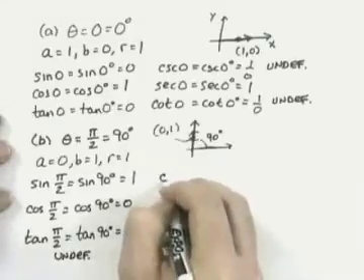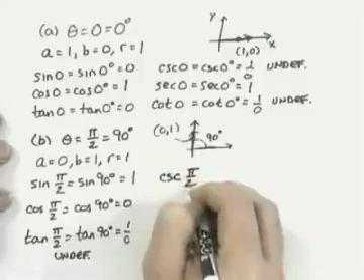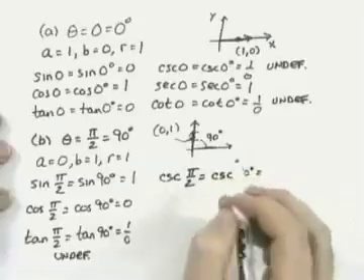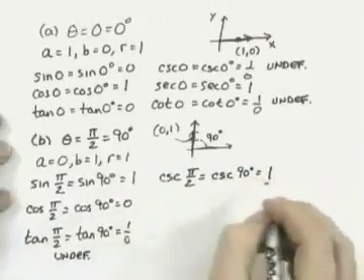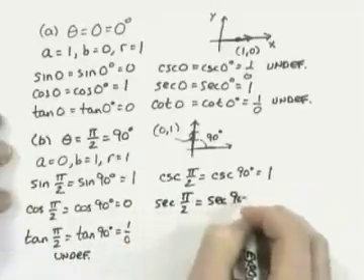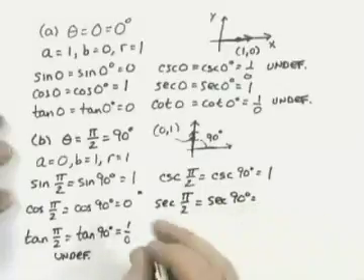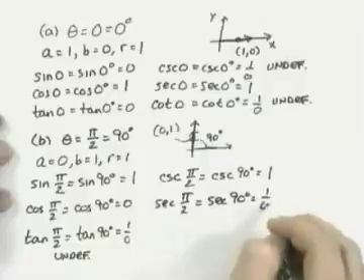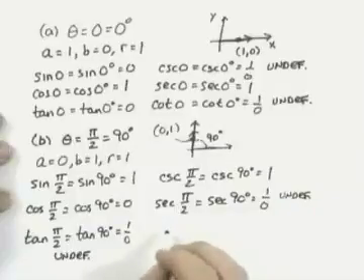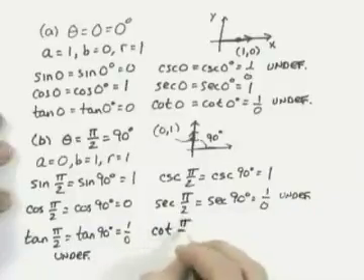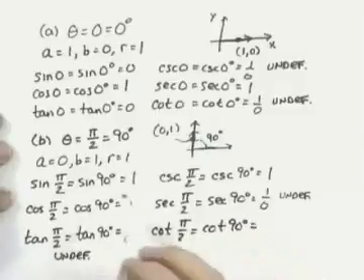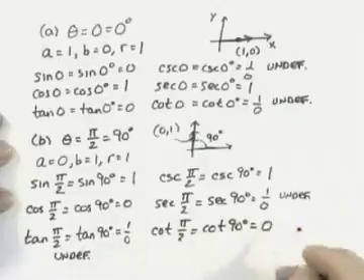Now we do the reciprocals. Cosecant of pi over 2 equals the cosecant of 90 degrees is going to equal R over B. 1 over 1 is 1. The secant of pi over 2 will equal the secant of 90 degrees, and what that's going to give me is R over A, 1 over 0, which is, of course, undefined. So the secant is not defined at 90 degrees, or pi over 2 radians. Finally, the cotangent of pi over 2 equals the cotangent of 90 degrees, but that's going to be equal to A over B. 0 over 1 is 0.